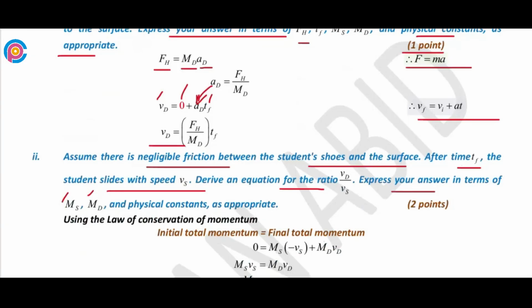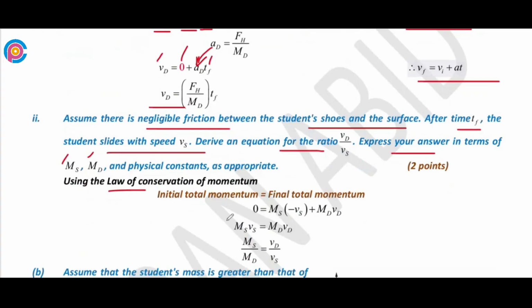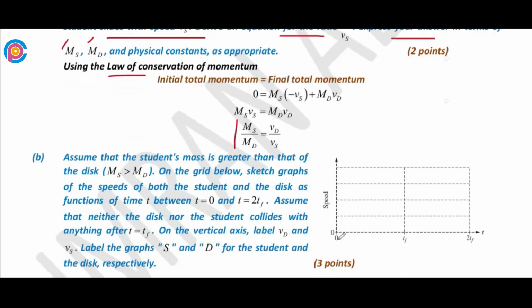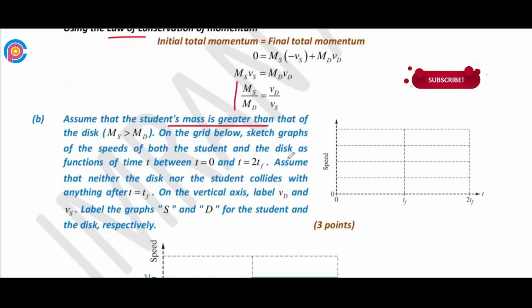Okay, now there is a two body system. One is the student, one is the disk. So using the law of conservation of momentum, initial momentum is 0. Final momentum is Ms, the mass of the student, times minus Vs, because there is an opposite reaction, the velocity of the student, plus Md Vd, the mass of the disk and the velocity of the disk. So this can be moved to the other side with a positive sign. So the ratio Vd over Vs can be written as Ms over Md. The masses are inversely proportional to their velocities. So that's the answer.